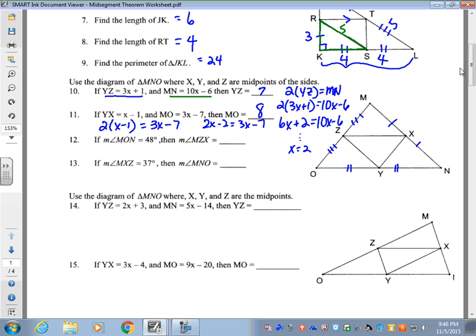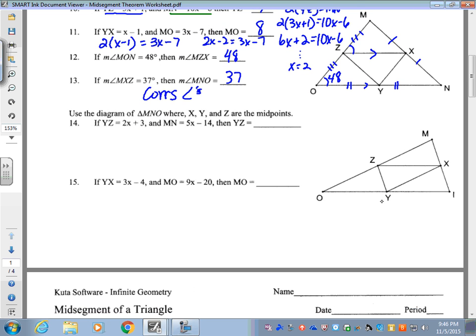Now, angle measurements. This is when we're using, remember, midsegments are parallel. So if MON, this angle here, is 48 degrees, then what is the measure of MZX? Well, if these are parallel, this would be corresponding, so it also would be 48. And if MXZ is 37, they want us to find MNO. I'm hoping you see the same pattern. We're just doing it on the other side. So this would also be 37 because they are corresponding angles. And when we have parallel lines, corresponding angles are congruent.